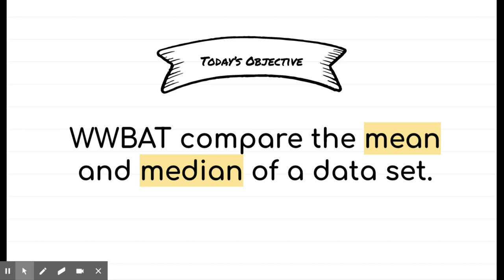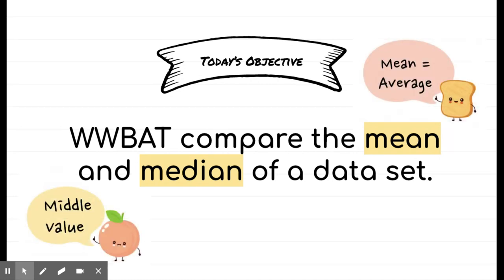All right, for the next lesson, we are going to compare the mean and the median of a data set. Just to remind you, the mean is the average, and we can find the mean by adding all the values and dividing by the number of values. The median is the middle value when we organize the data from least to greatest or greatest to least.